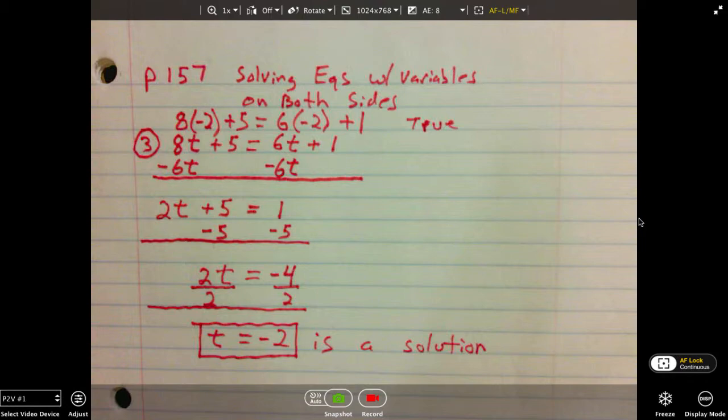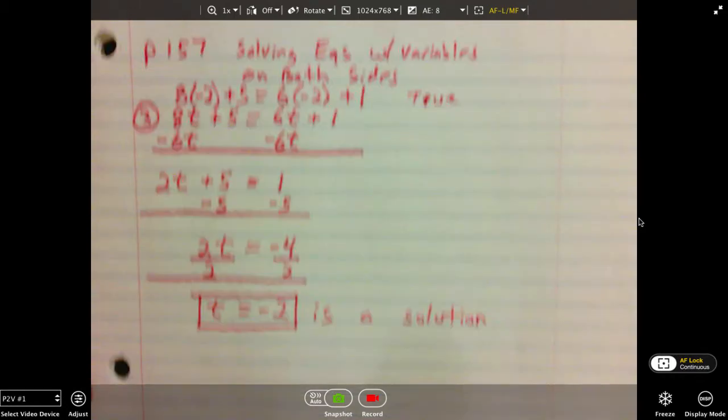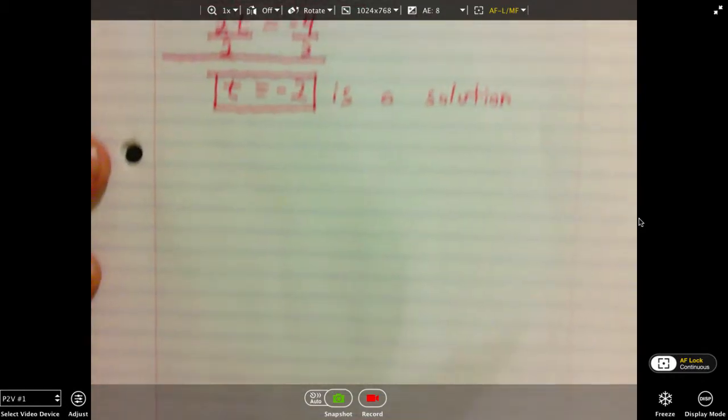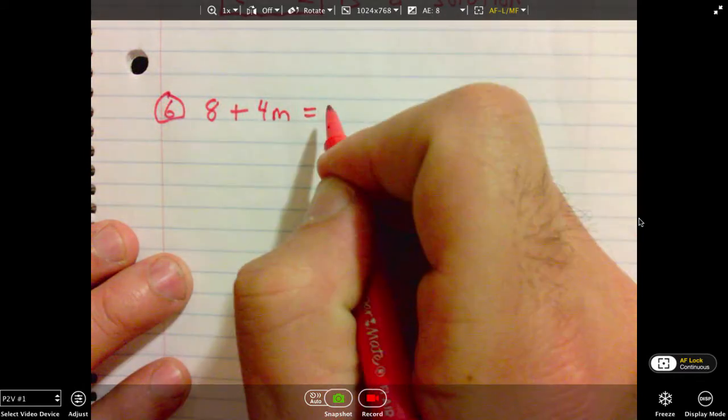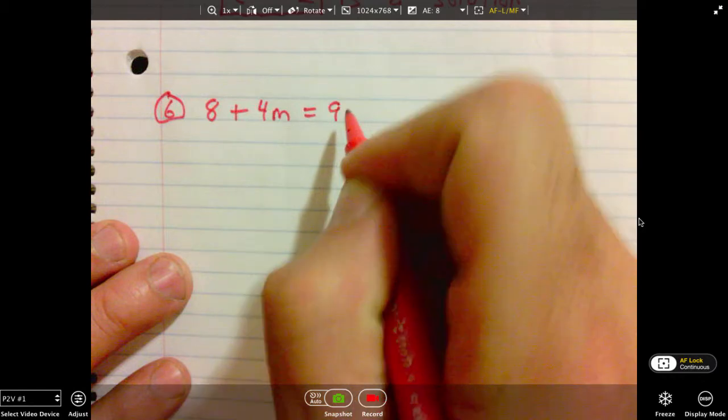The next problem we will try will be number 6. Eight plus 4m equals 9m minus 7.